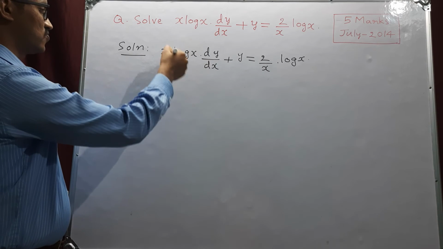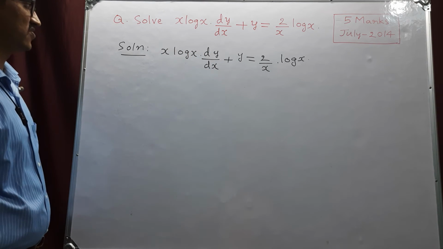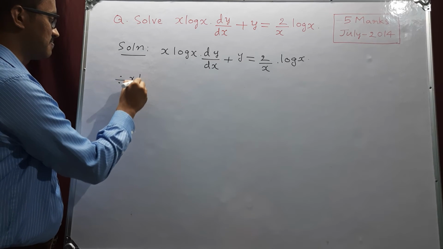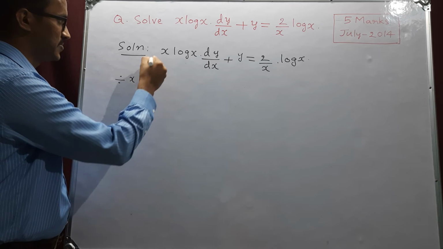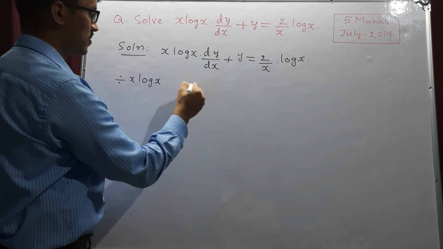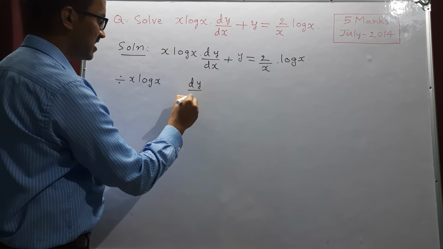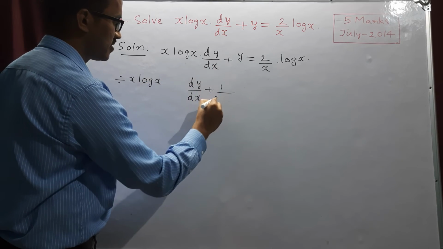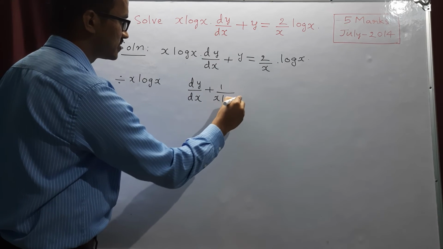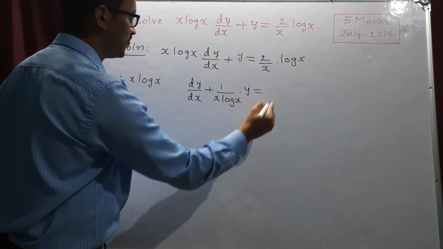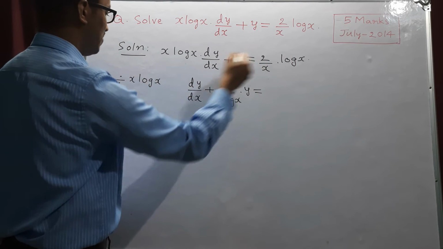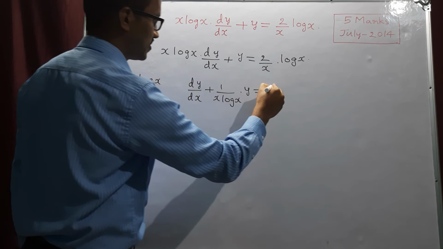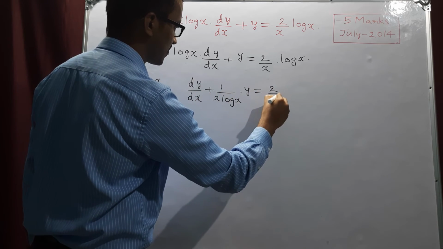So we make the coefficient of dy by dx as 1. Dividing throughout the equation by x into log x, we get dy by dx plus 1 by x into log x into y is equal to, if I divide by x into log x, log x will get cancelled, that is 2 by x square.